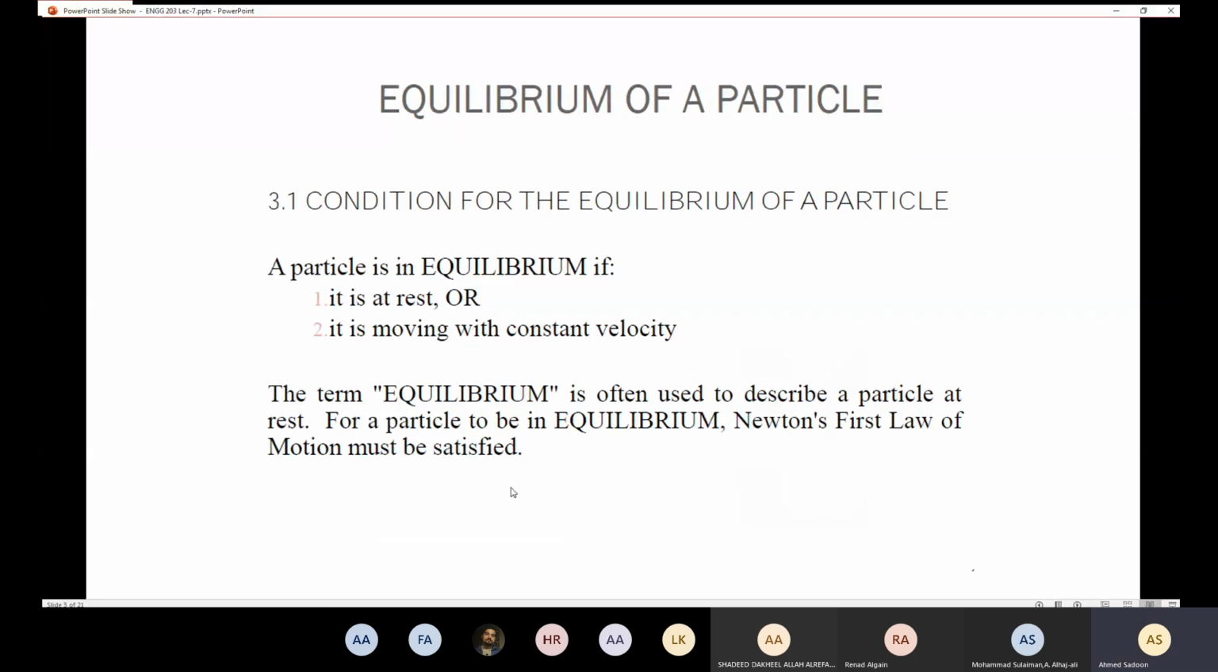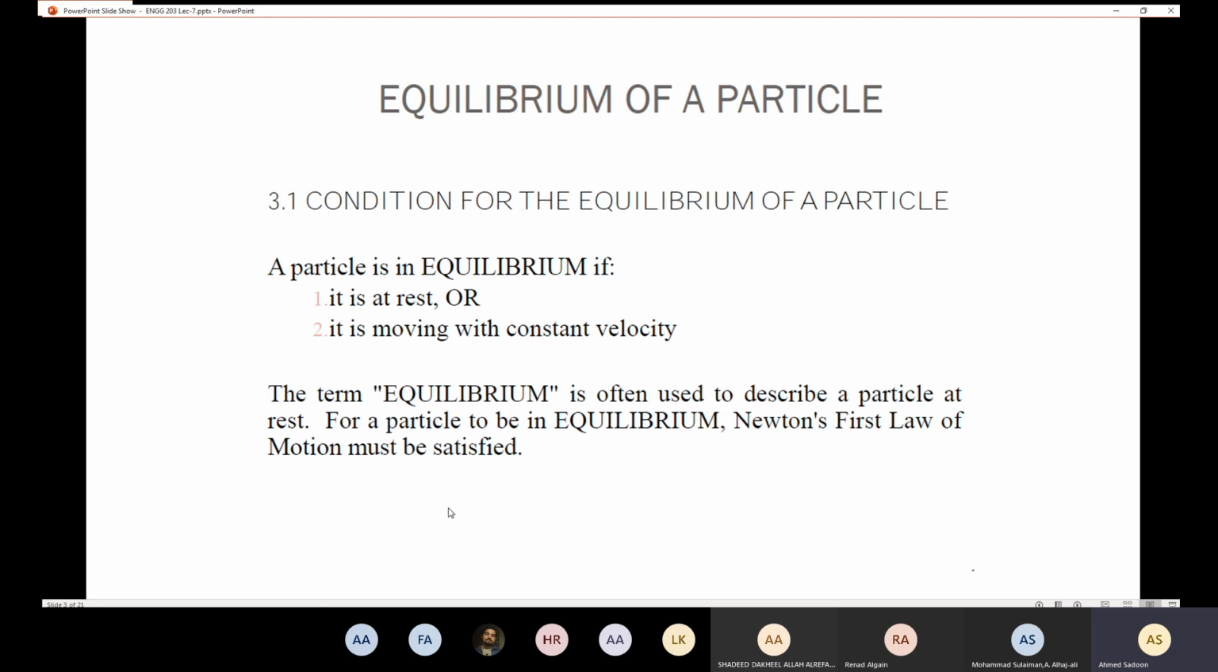So when we say that the particle is in equilibrium, it means the particle is at rest, or it's moving with constant velocity, like the move of the Earth around its orbit. Here, of course, we are not studying the moving of the Earth around its orbit. So in this course, mainly when we say that a particle is in equilibrium, that means the particle is at rest. It's not moving at all.